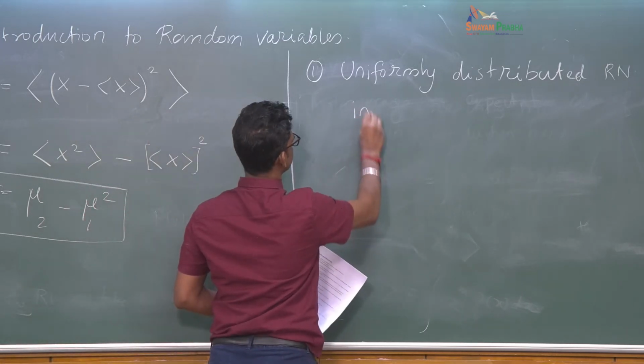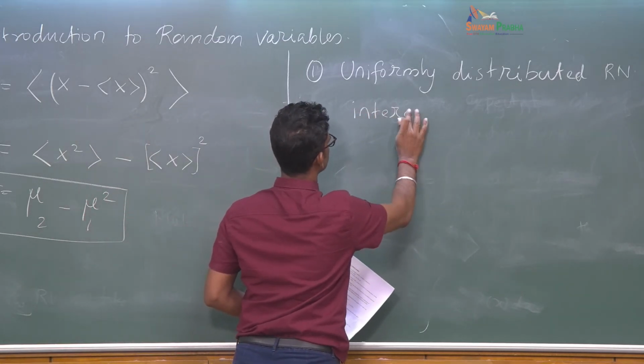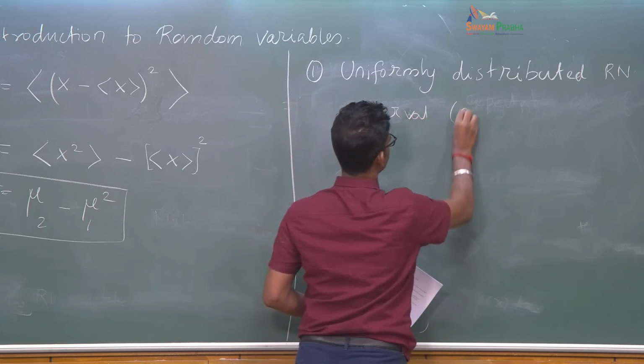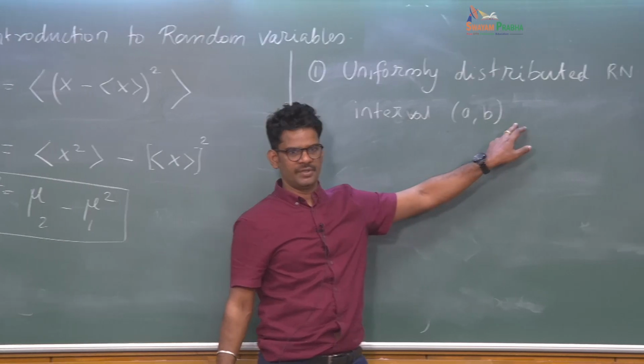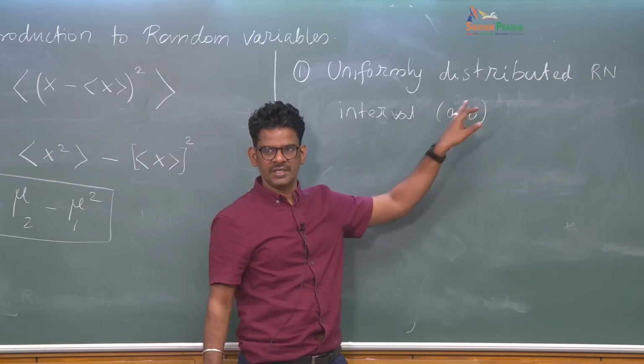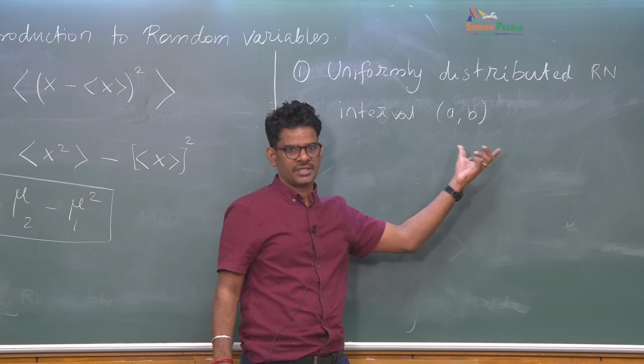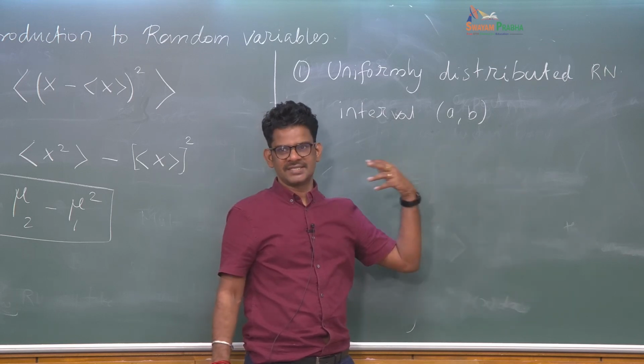Now the interval is between a to b. So a is the lower limit and b is the upper limit. This random variable can be distributed in this range, so that means I am already giving you a set of possible values.